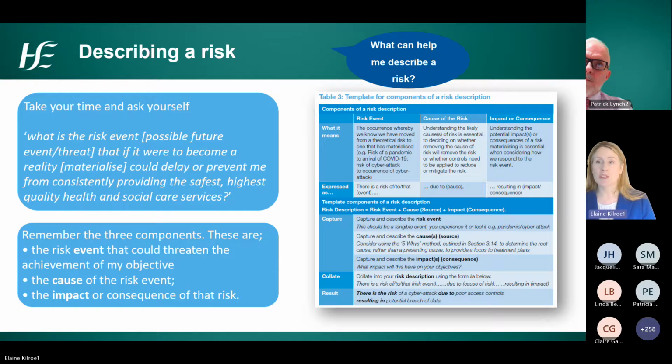It is important that you and your colleagues take your time and ask, what is the risk event that if it were to become a reality, could delay or prevent me from consistently providing the safest, highest quality health and social care services? Next, remembering the three components of event, cause and impact in structuring the risk will go a long way in providing a clear and concise statement. And also in the policy, there's further guidance than what was discussed today. In particular, Table 3 of the policy provides a template for the components of the risk description, the structure, and also some guidance on each of the components.